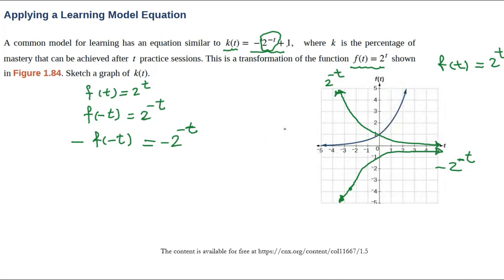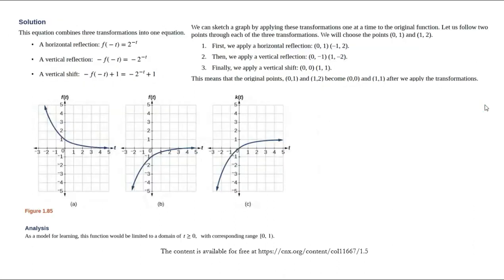Plus 1. 1 unit we shifted up. So we go 1 unit shifted up. This is minus 2 to minus t plus 1. So here is the solution. This is 2 to negative t. So 2 to t was like this.